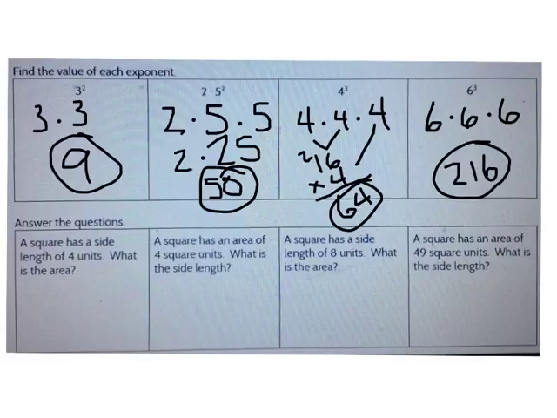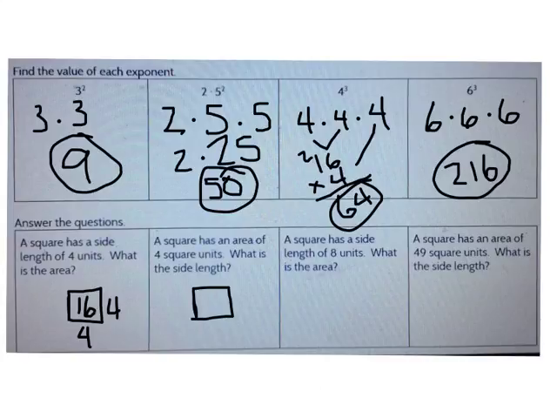Now let's answer the questions. A square has a side length of 4 units. When you see a question like this, draw a picture. What is the area of the square? Well, 4 times 4 is 16 square units.